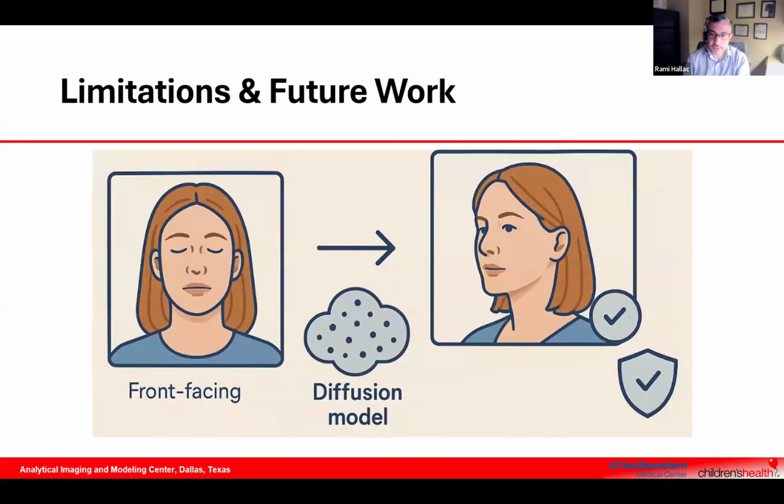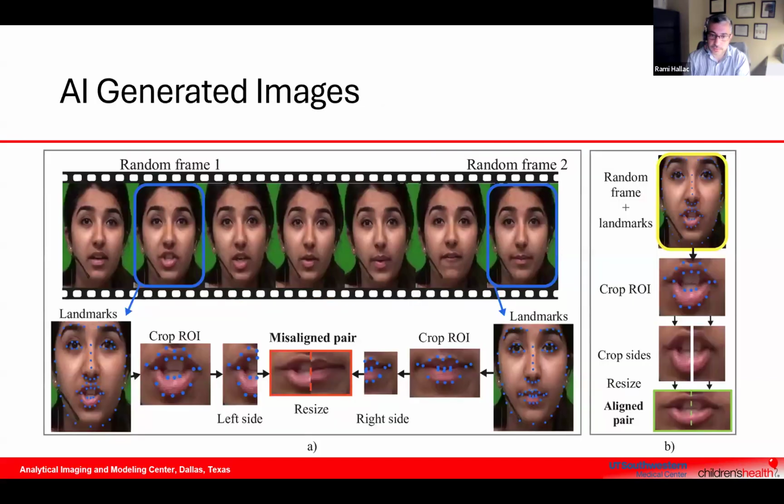There are several limitations to this study. First, we worked with front-facing images and public datasets. Looking ahead, we want to improve the realism of our synthetic images using newer tools like diffusion models and add more clinical photos. So far, we've been training our AI models using videos of healthy individuals, not patients with cleft lip. While this helped us avoid privacy issues, it means the model hasn't been exposed to enough cleft-specific variations during training.